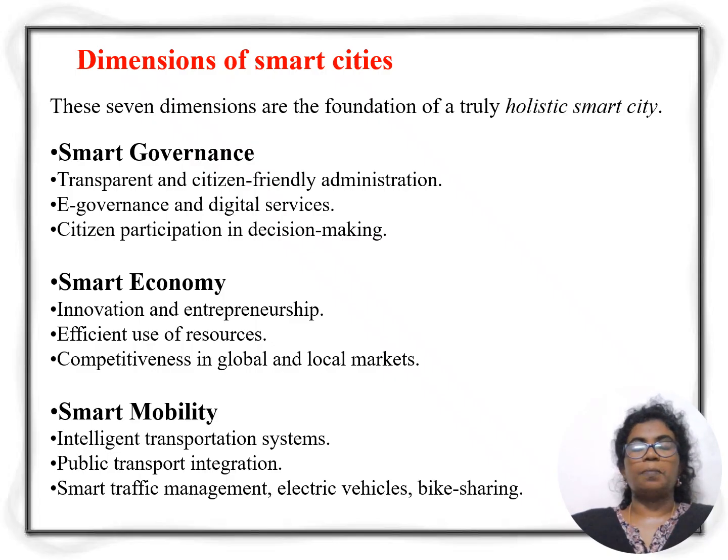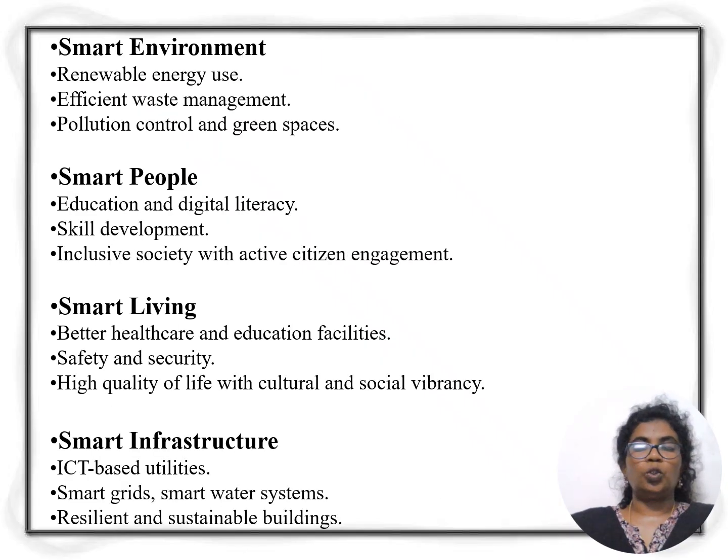The third one is smart mobility: intelligent transportation system, public transport integration, smart traffic management, electric vehicles as well as bike sharing is possible. The fourth one is smart environment: renewable energy use, efficient waste management, pollution control and green spaces. Next one is smart people: education and digital literacy, skill development, inclusive society with active citizen engagement.